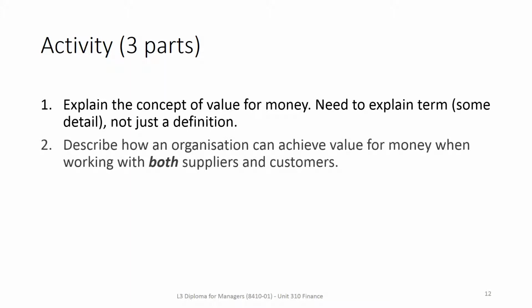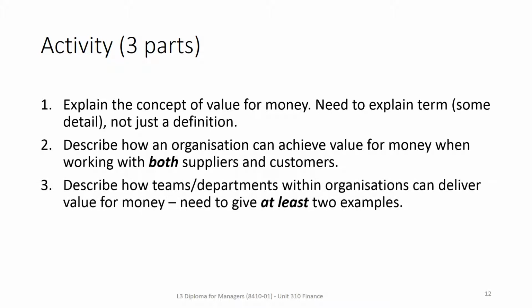The second is to describe how an organisation can achieve value for money when working with both suppliers and customers, and we talked about those 2 processes separately, and there's some resources about that. And then thirdly, part 3, you're asked to describe how teams, departments within an organisation can deliver value for money, and you need to give at least 2 examples, and the activity asks you to start thinking about your organisation. So it could be things you've seen done in your organisation to improve value for money, or things that you think could be done in your organisation to get value for money.